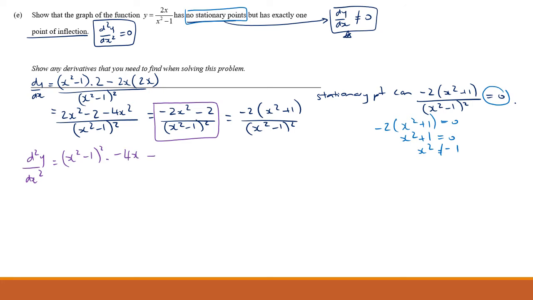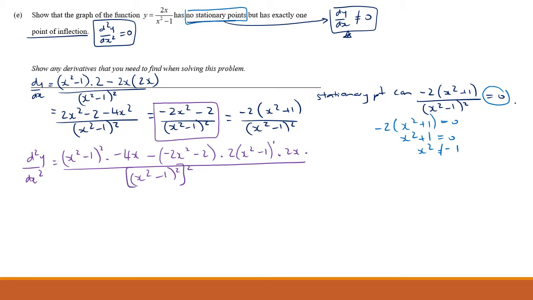Write down the subtraction, minus the top one, which is negative 2x squared minus 2, times the differential of the bottom. Well, that's going to be 2 times x squared minus 1 to the power of 1 times 2x. And this is all over x squared minus 1 all to the power of 2 squared. But again, for it to equal 0, we've got to have that top line. So let's just worry about the top line. So when d squared y over dx squared equals 0, it's going to be this top line here that is going to be equal to 0.